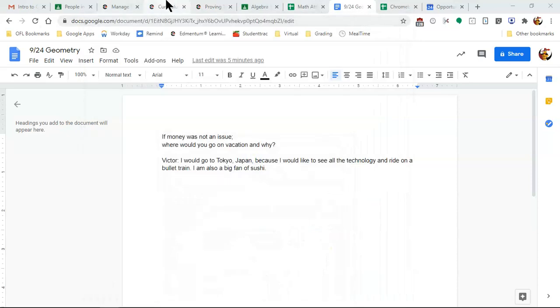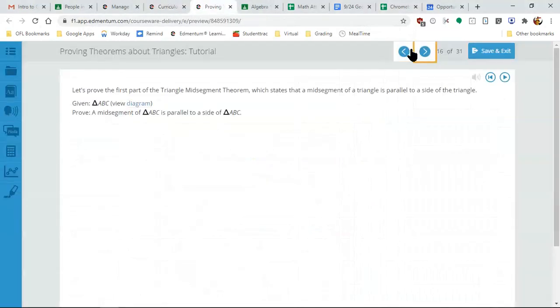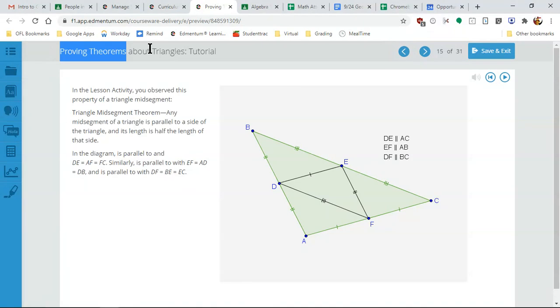All right, let's get started. So we're finishing off proving theorems about triangles.